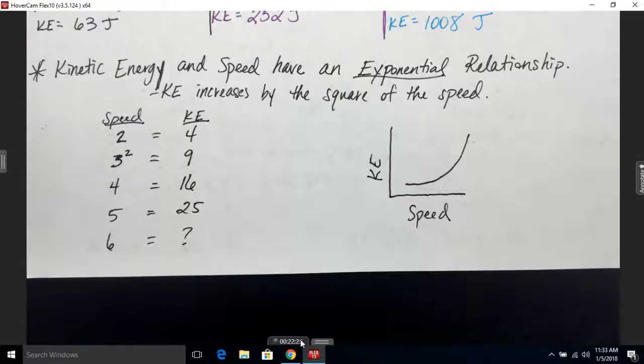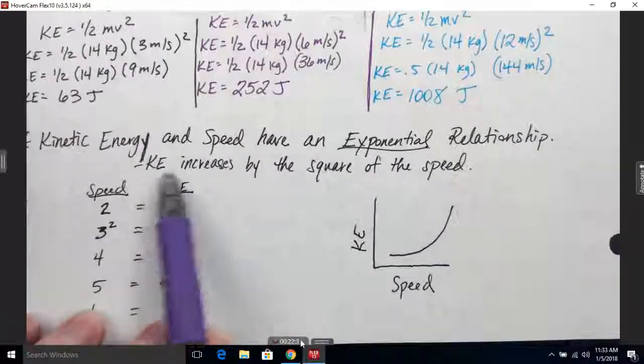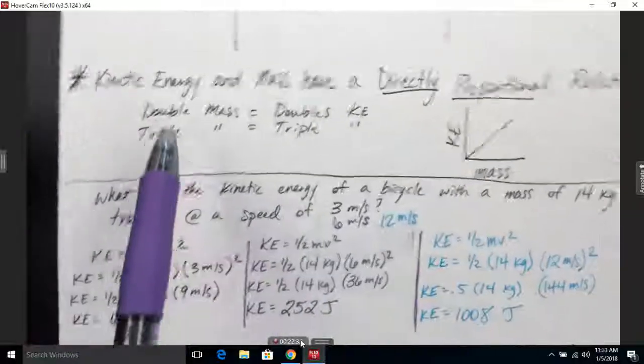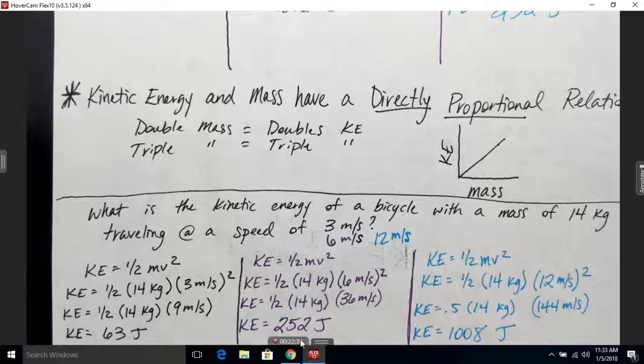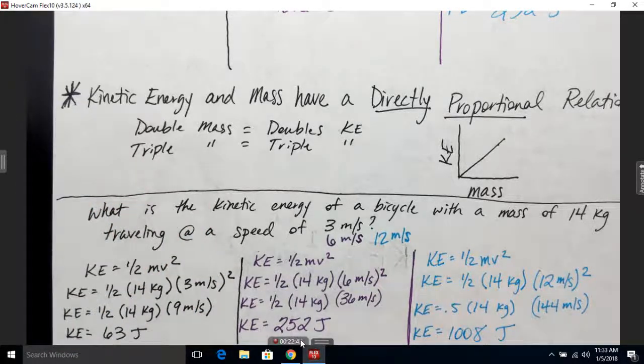Okay, so for my test, I need you to know the graph, and I need you to know the word. Like this one increases by the square of the speed. This one, if this doubles, it doubles. Triples, triples. You need to know that, okay? That's not hard. You'll have to work some problems on the test, but geez, we've worked so many by now. Can you not do it?